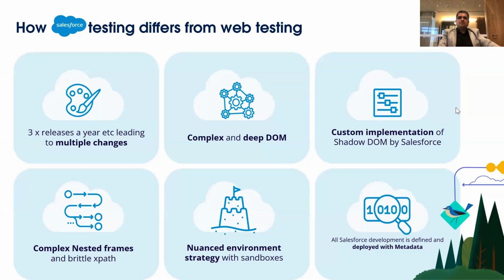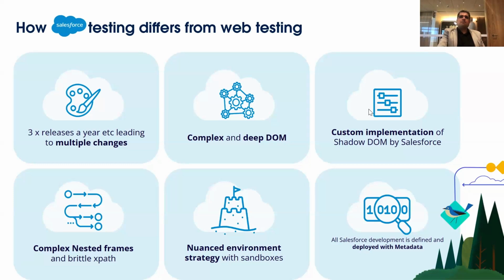The third one is Shadow DOM, which Salesforce has a custom implementation of, which encapsulates styles and elements. While this enhances the performance and the modularity, it complicates testing because traditional DOM inspection methods might not work effectively. Specialized tools or approaches are often required to interact with elements within the Shadow DOM. So that's how Salesforce differs from web testing from a Shadow DOM perspective.